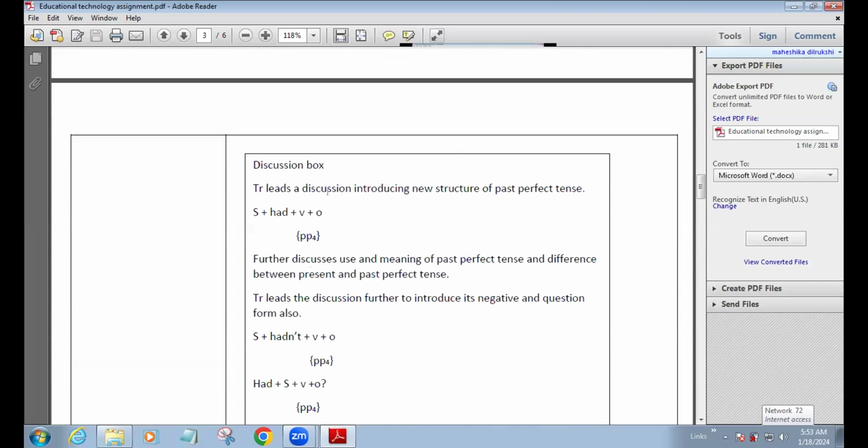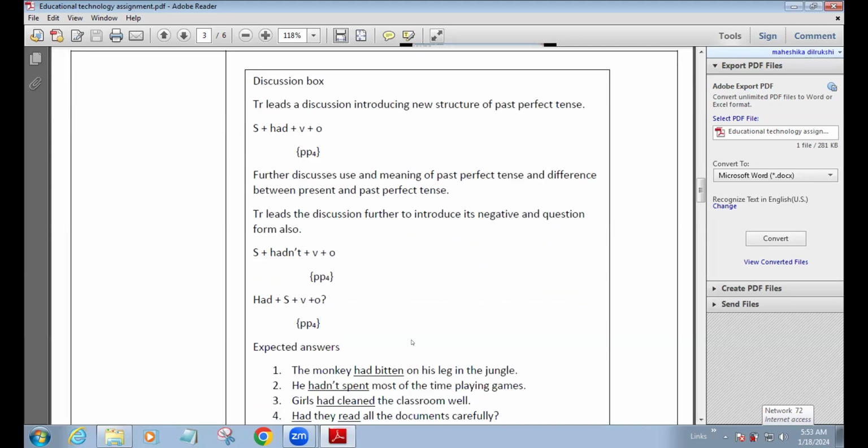Discussion box. Teacher leads the discussion introducing the new structure of past perfect tense. Then I will introduce the new structure of past perfect tense, this one. Further discusses the usage and meaning of past perfect tense and the difference between present and past perfect tense. Teacher leads the discussion further to introduce its negative and question form also.